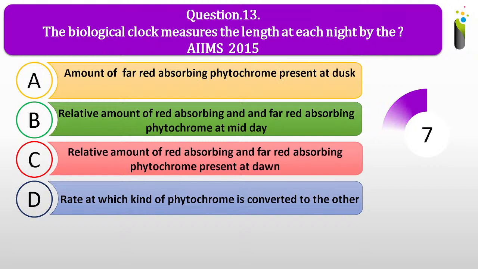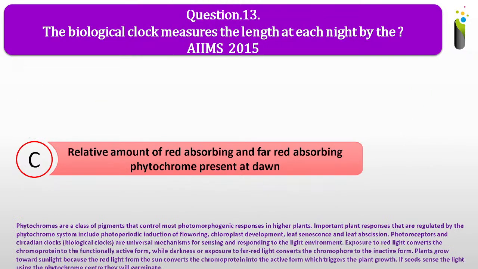So what should be the answer for this question? The biological clock measures the length of each night by the dash. And the correct answer is the relative amount of red absorbing and far red absorbing phytochromes present at the dawn.